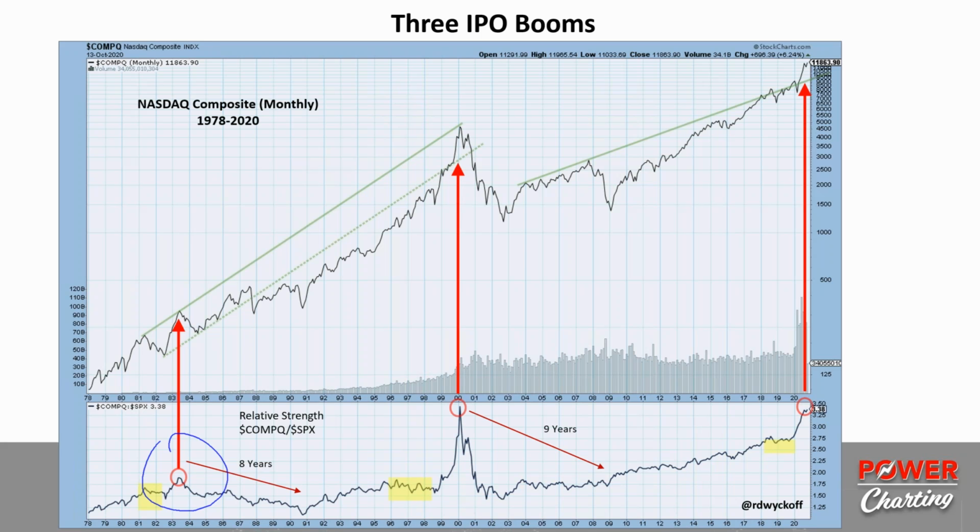That IPO boom, when it ended, and this is my main point, IPO booms come at the end of important growth stock booms. And so the IPO portion. So we see in '83 that there's an IPO boom. It ends the advance or the leadership of the Nasdaq Comp. And from 1983 onward until 1990, we had the value stocks, or the industrial stocks as measured by the S&P, dominating performance.